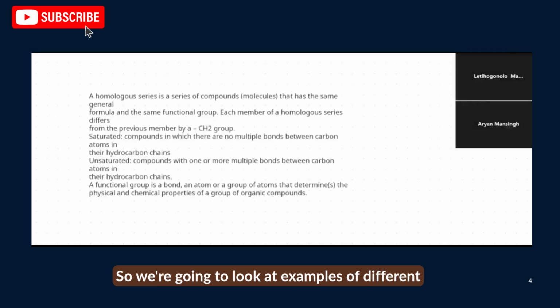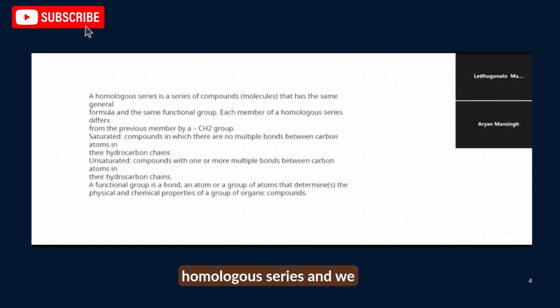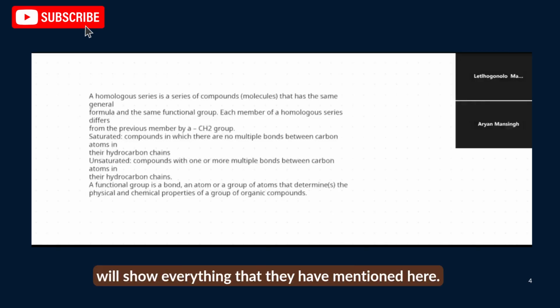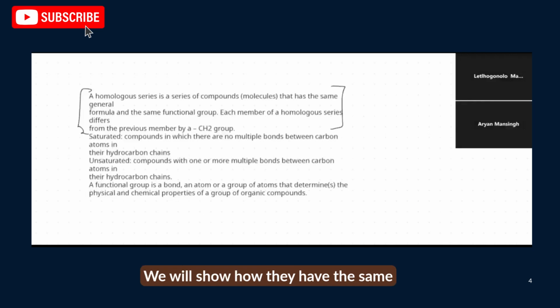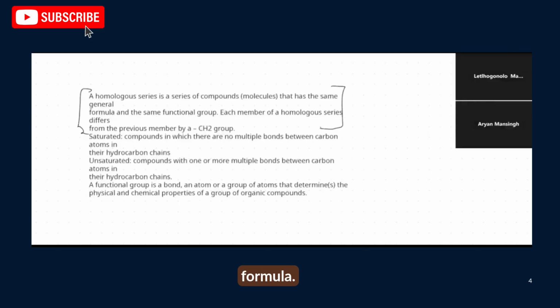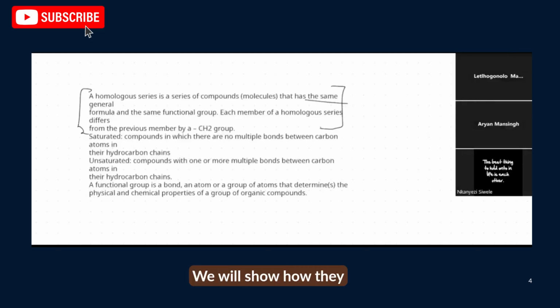So we're going to look at examples of different homologous series, and we will show everything that they have mentioned here. We will show how they have the same formula. We will show how they have the same functional group, and we will show how each one of them, one from the other, only differs by the CH2 group.